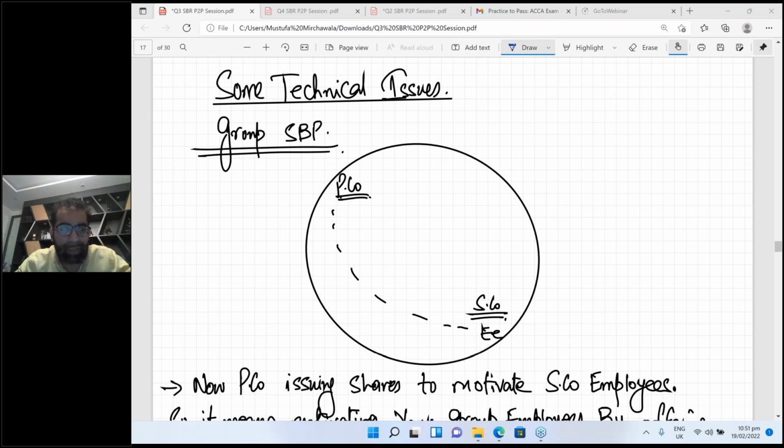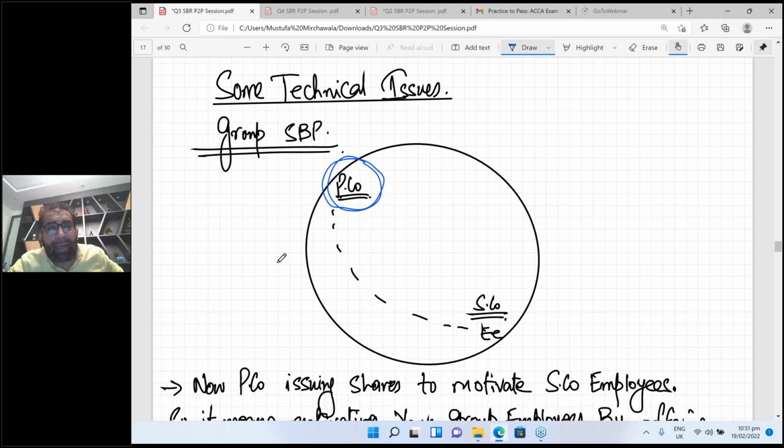I repeat, P company acquired S company 3 years back. So now it's a proper parent subsidiary relation going on for 3 years. Now today, parent company's management guys entered S company, and they offered S company employees a deal. They said, dear employees, if you stay 3 years with this S company, we will give you this parent company's shares.